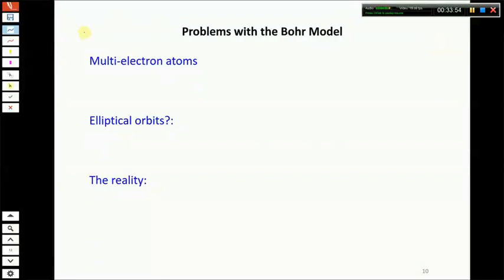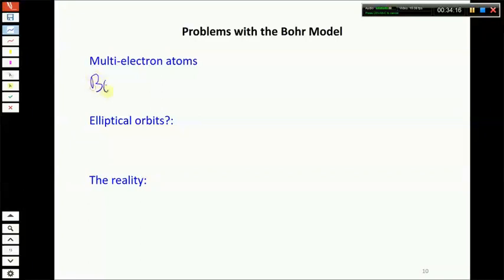So the Bohr model, it works great for hydrogen. It correctly predicts energy levels. It correctly predicts photon energies and wavelengths, the frequencies that are involved in these different transitions. We didn't talk about this aspect of it, but it also correctly predicts the size of the hydrogen atom, the radius, as it's often called. But it has some problems, and the biggest problem is with multi-electron atoms.